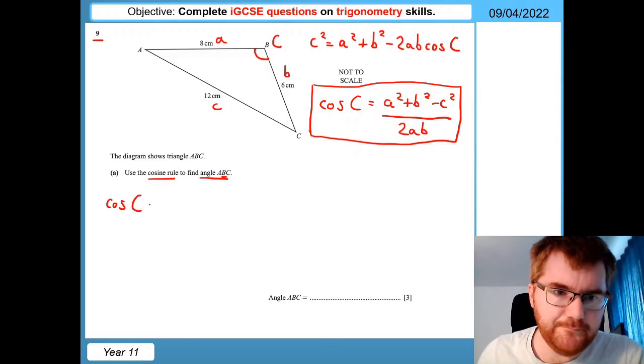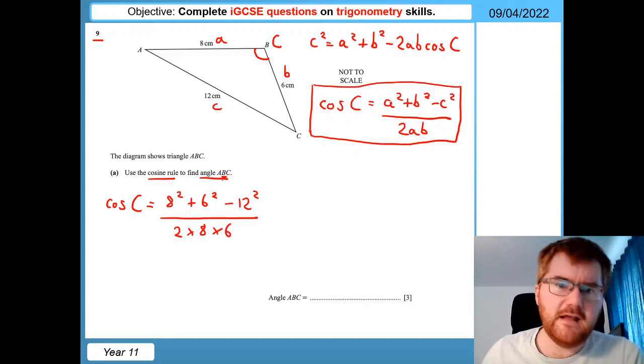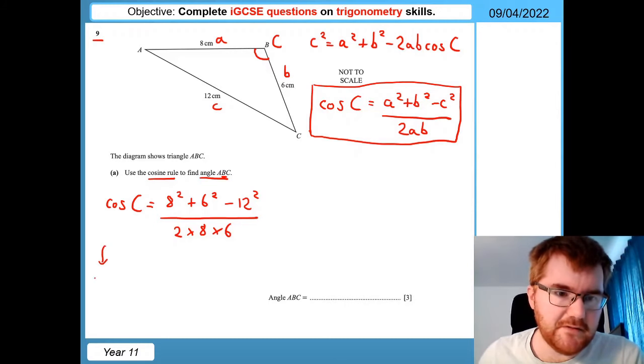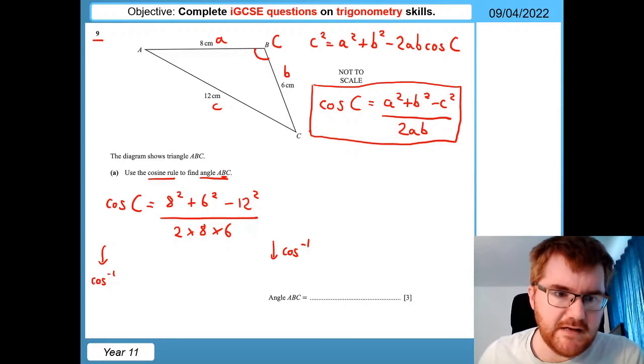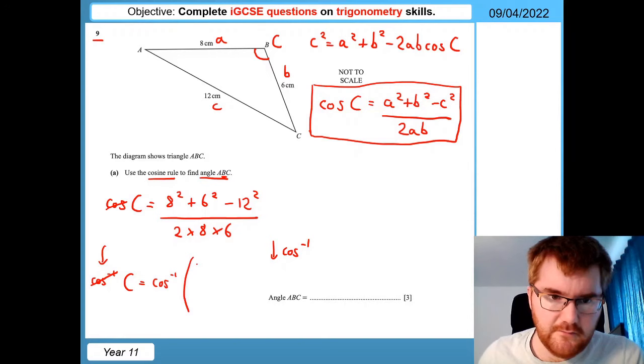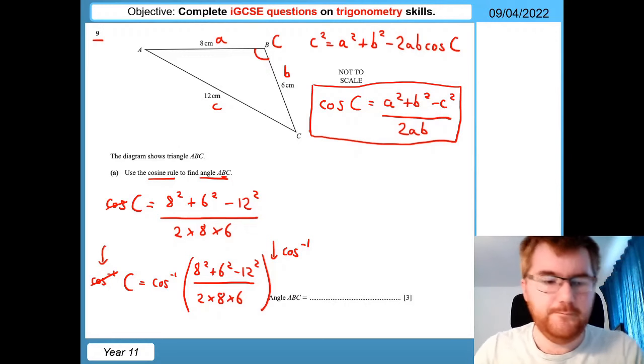So cosine C is equal to a squared plus b squared, so 8 squared plus 6 squared minus c squared, which is 12 squared, divided by 2 lots of AB, so 2 times 8 times 6. Here we're actually looking for the angle, so what's the opposite of cosining something? Well, inverse cosine on both sides. If we do that, this cancels, always good, and so we get the inverse cosine of 8 squared plus 6 squared minus 12 squared over 2 times 8 times 6, and this is where the calculator comes in. We're going to pop it all in.